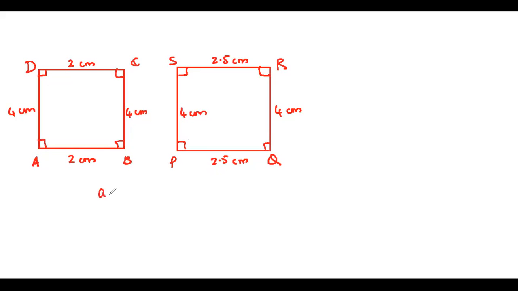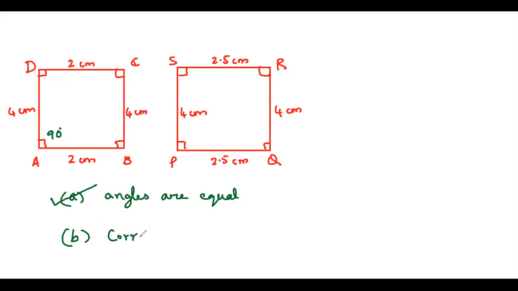The first condition. What is our first condition of similar figures? Angles are equal. Is this satisfied? Yes, this is satisfied because we observe everywhere the angle is equal to 90 degrees. What is our second statement? Corresponding sides.